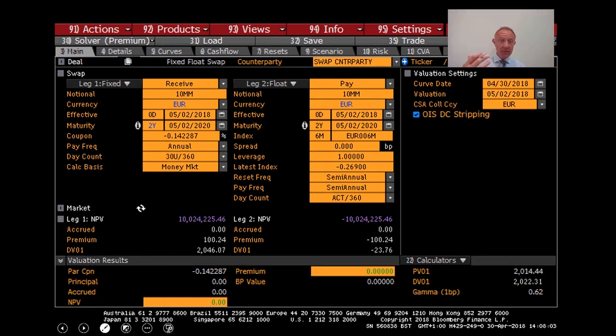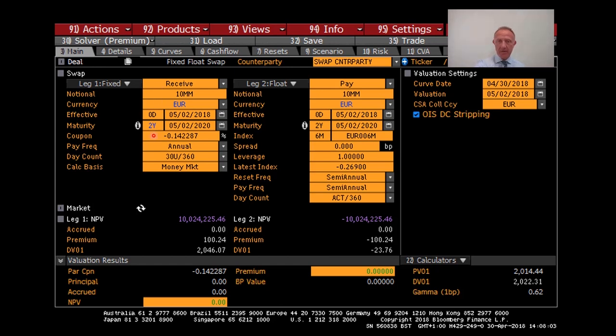This is rather interesting because interest rates are negative for the euro at the moment. The fixed side is minus 0.14%. We are receiving that. Now, if you receive minus 0.14%, that actually means you're going to be paying. So although it says receive fixed, it means we're going to receive a negative amount. We're actually going to have to pay on the fixed side.